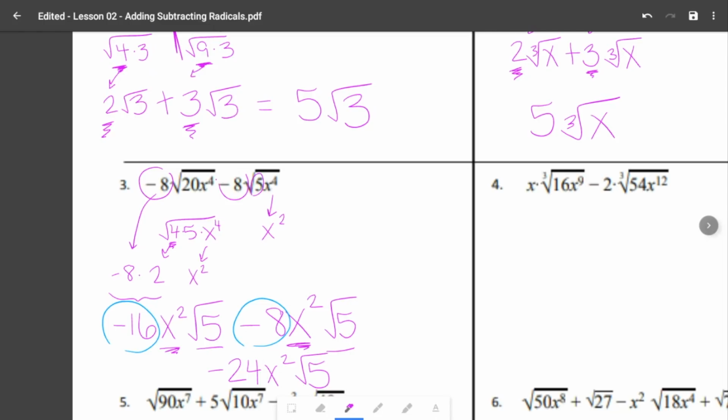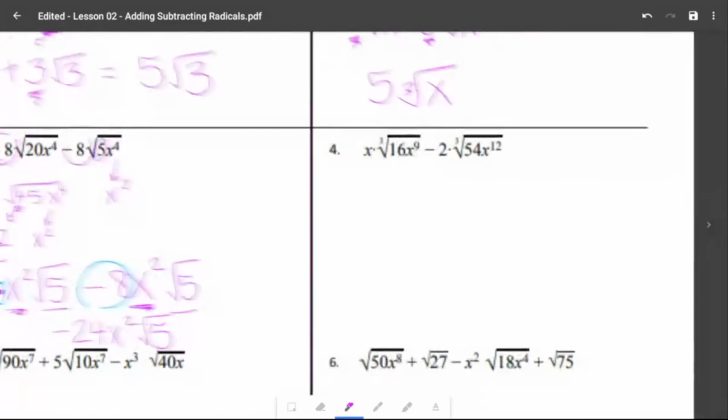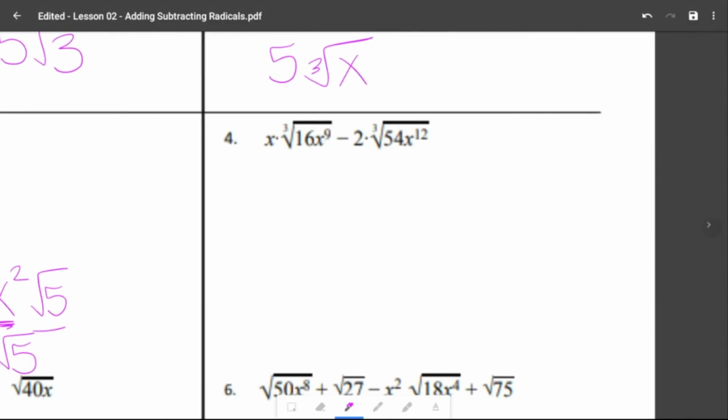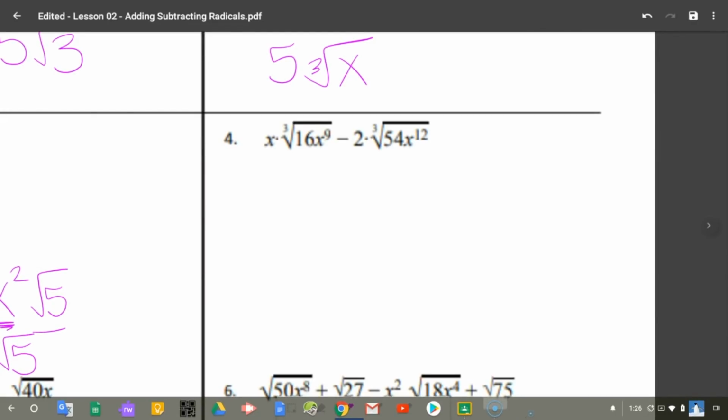All right, so now that you tried number 3, why don't we try number 4? This one is a cubed root, so be careful with your simplifying. Make sure that you simplify correctly. And then when you are finished, you can press play again if you paused it, and check your answer.